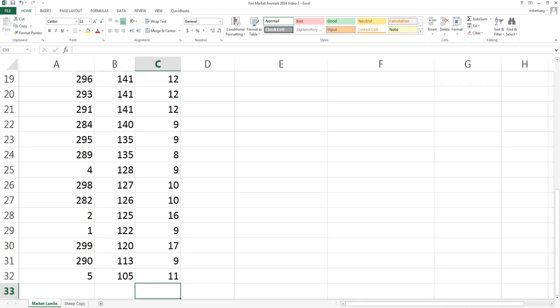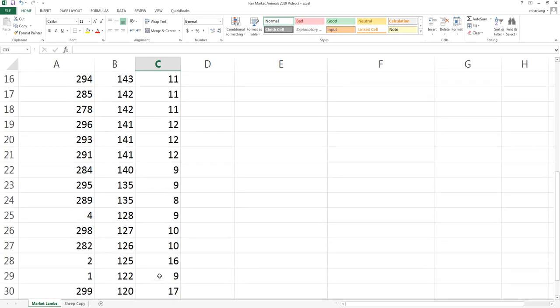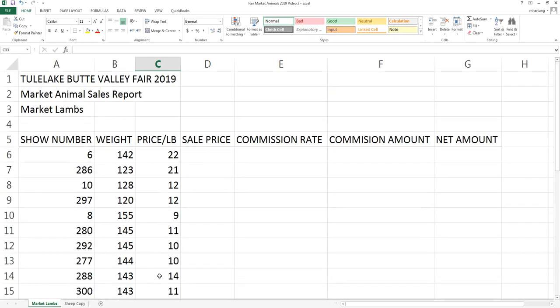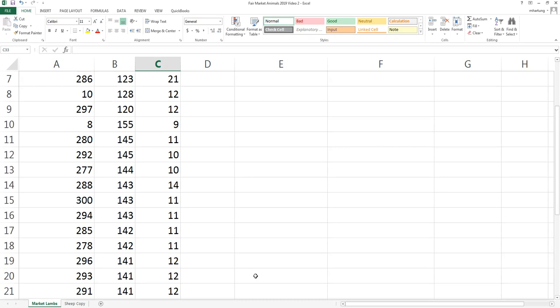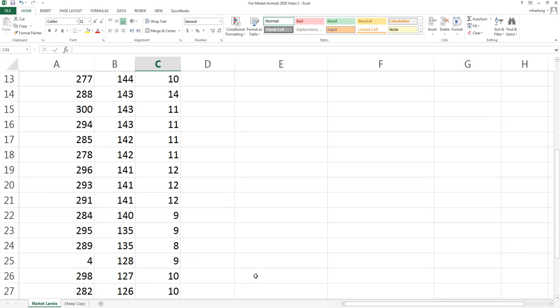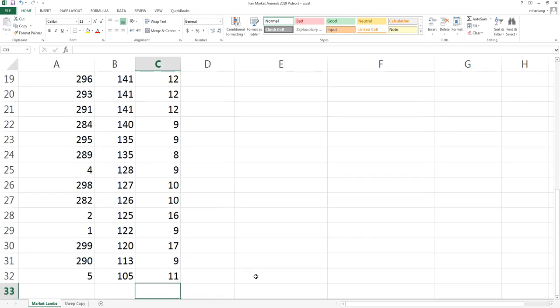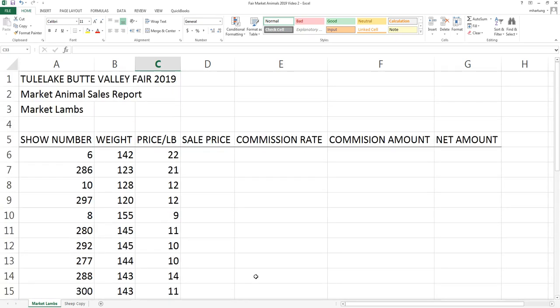And so there are the values for price per pound. And I'll just scroll through those again. You can check your information. At this point, it would be a good idea to save again.